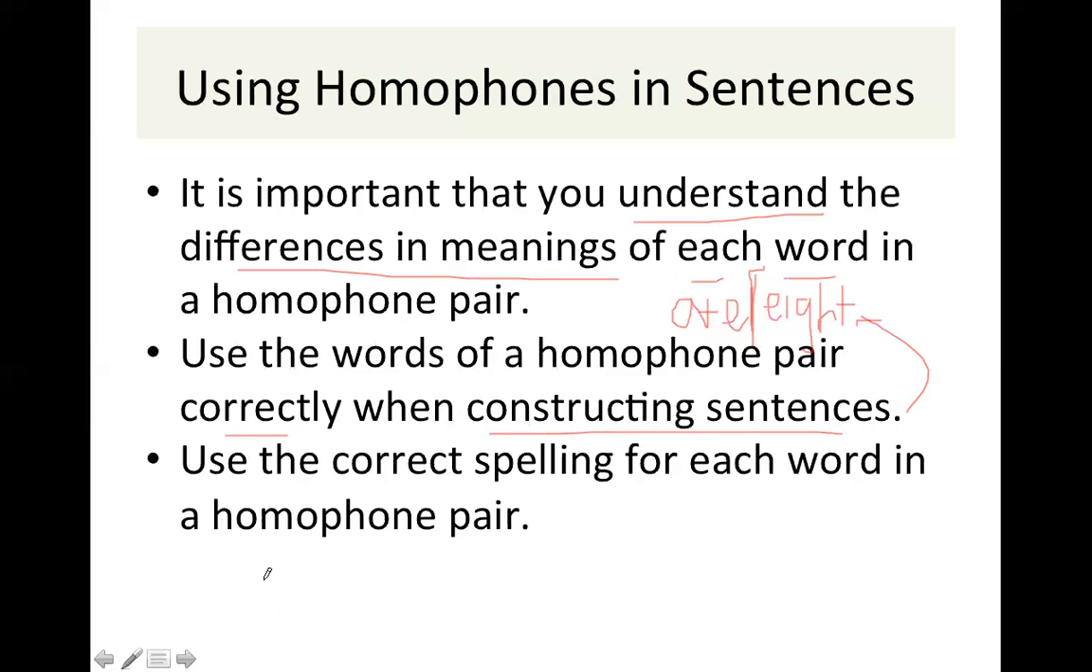And then lastly, we want to remember to use the correct spelling. Spelling is really important when we're using homophones in our sentences, okay? Because if we spell a word wrong, it could change the meaning of a word. It could change the context of the sentence. So we want to make sure that we use the correct spelling when we're using homophone pairs, and any words for that matter, so that we're constructing a well-written sentence.